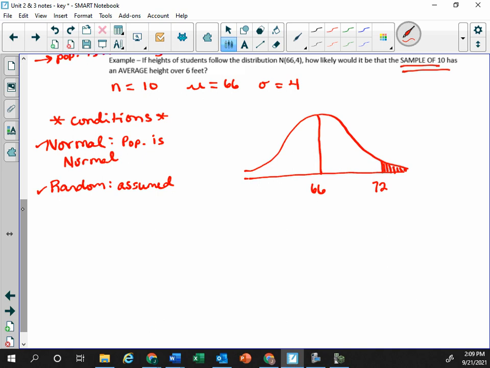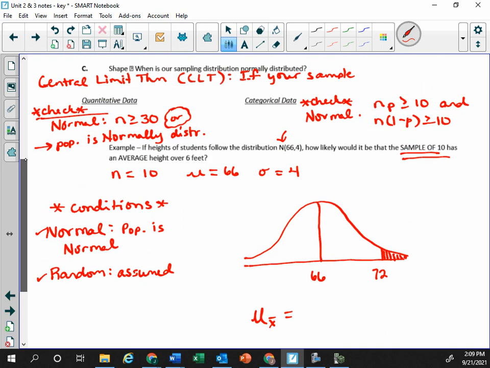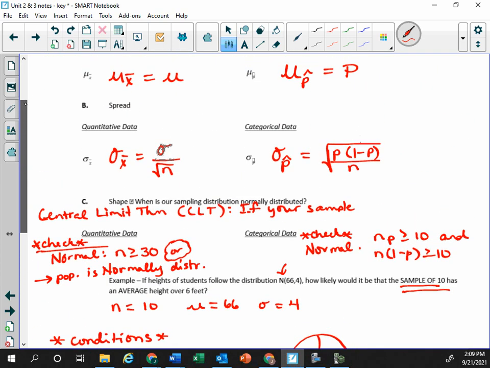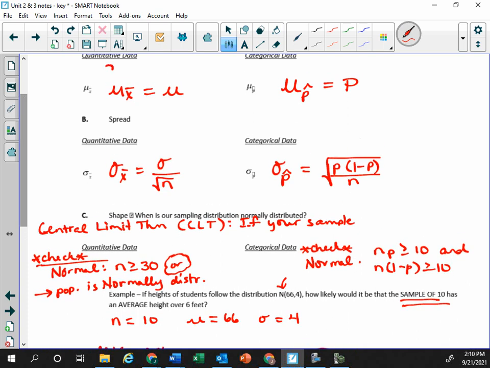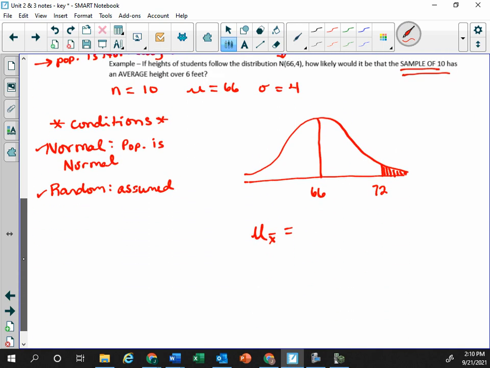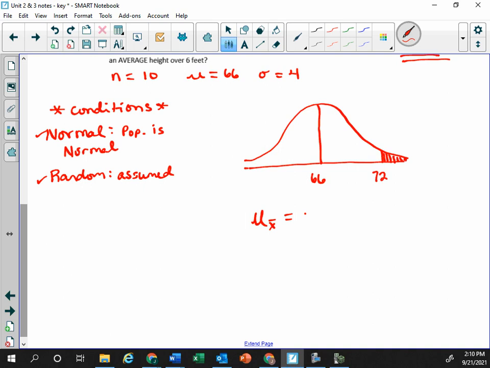Okay. We know mu is 66. What is mu of x bar? What is mu of our sampling distribution? Look up in your notes, guys. It's also 66. Do you see it right here, guys? Mu of x bar is the same as mu. Okay? So in this case, that is 66.